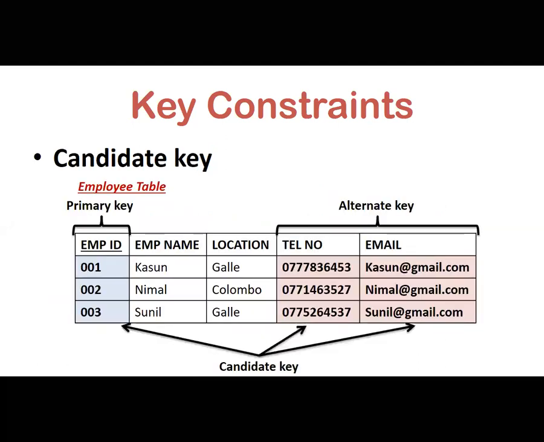Look at this table. Straight away you can see the underline under employee ID. Employee ID is highlighted and underlined, so it is the primary key.